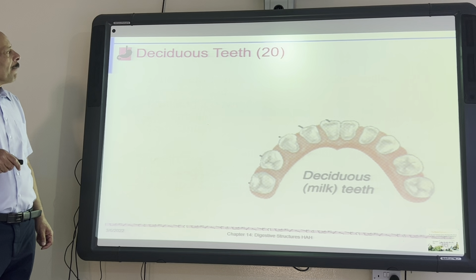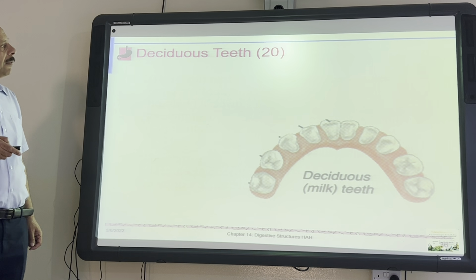So this is the deciduous teeth or milk teeth. So how many are there? As we said, 1, 2, 3, 4, 5, 6, 7, 8, 9, 10. 10 up and 10 down, so 20. So we call it the deciduous teeth or the milk teeth.